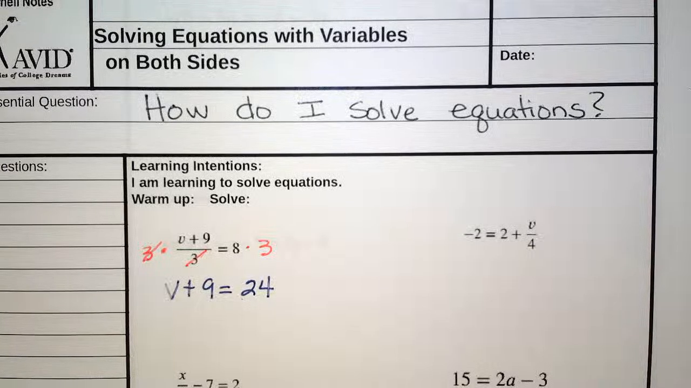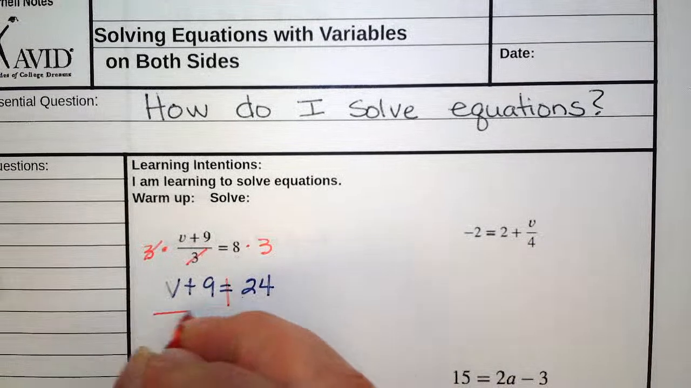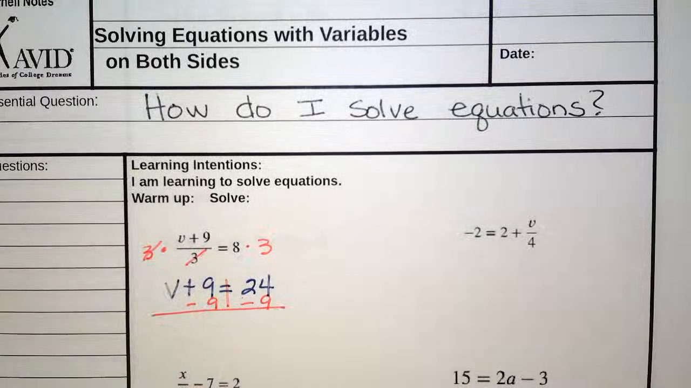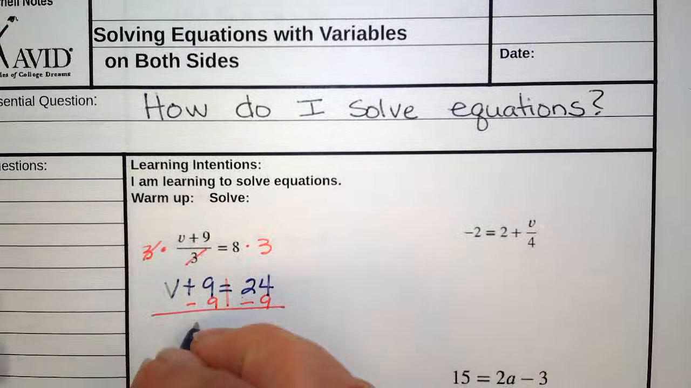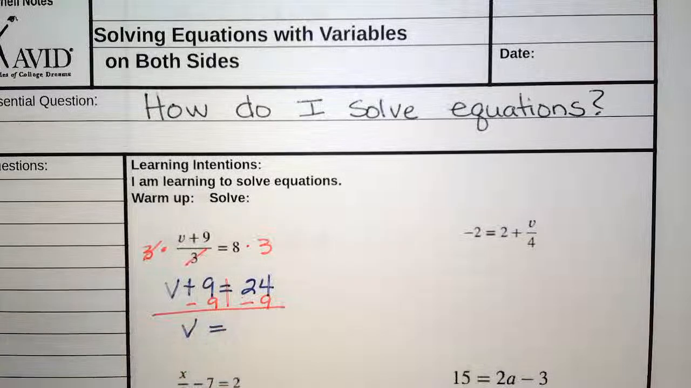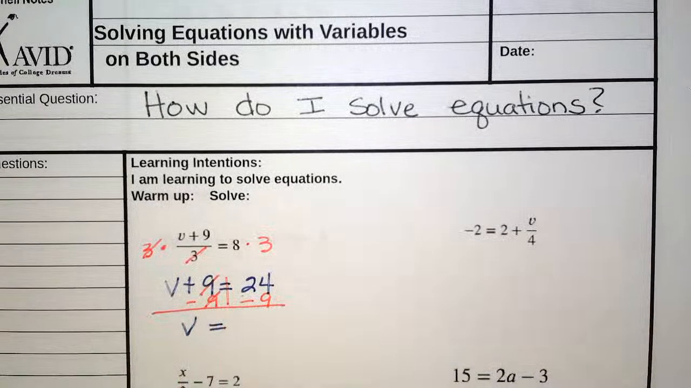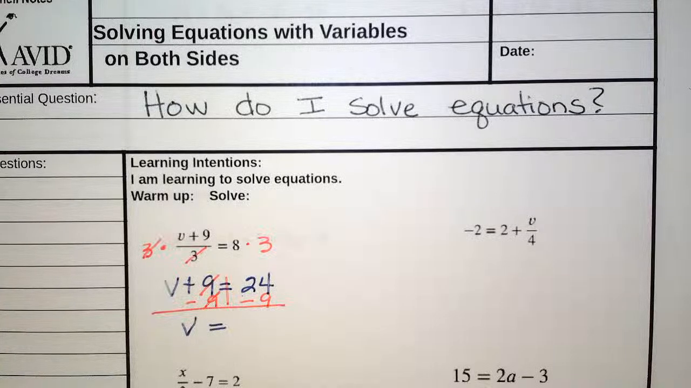8 times 3 is 24. To finish solving, I'm going to subtract 9 from both sides. V is equal to 24 minus 9. If it was 10, it would be 14, but it's 1 less, so that makes this 15.